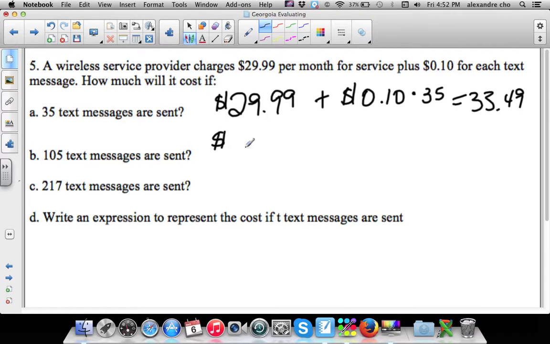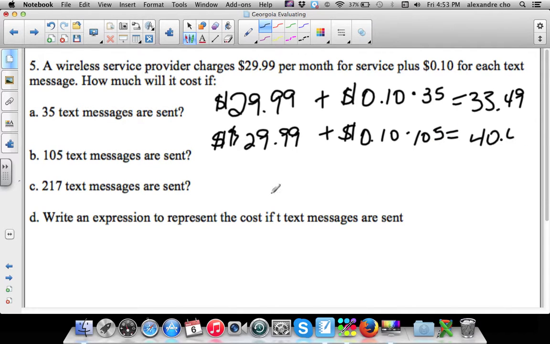Now again, what if it's a different scenario? In that particular month, you send 105 text messages. So again, you're still going to pay the $29.99 no matter what. Plus, they're going to charge you 10 cents, which is 0.10 or 0.1, whichever you choose. And you're going to multiply the 10 cents times the number of text messages, which is 105. So apparently you had a busy month. So 10 cents times 105 equals 10.50. And you're going to add that to 29.99. And that's going to give you a total of $40.49.